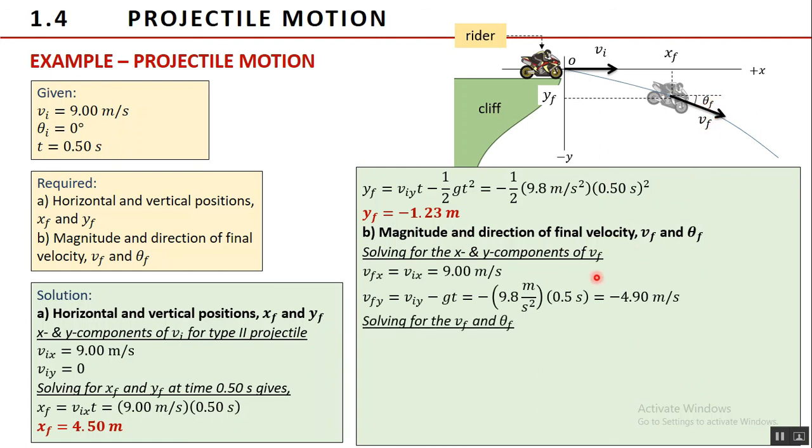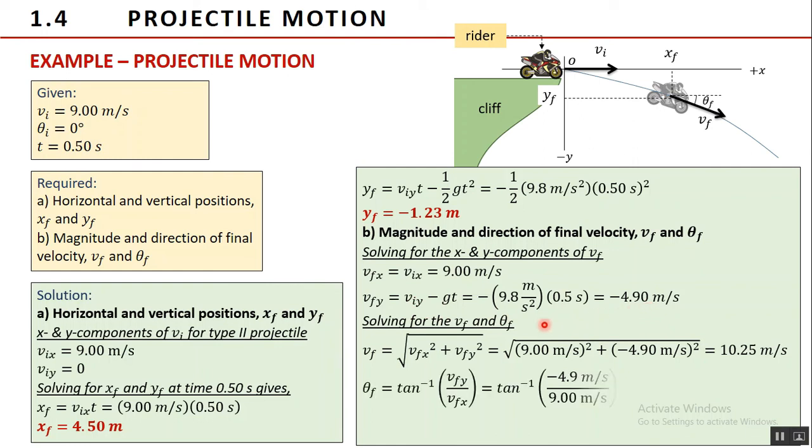We know that the x component of velocity is constant, so v sub fx is also 9 meters per second, same as with the x component of the initial velocity. I guess no problem about that. For the y component v sub fy, we use another freefall formula, y component of the initial velocity minus gt. If we substitute the given information, then v sub fy is negative 4.9 meters per second.